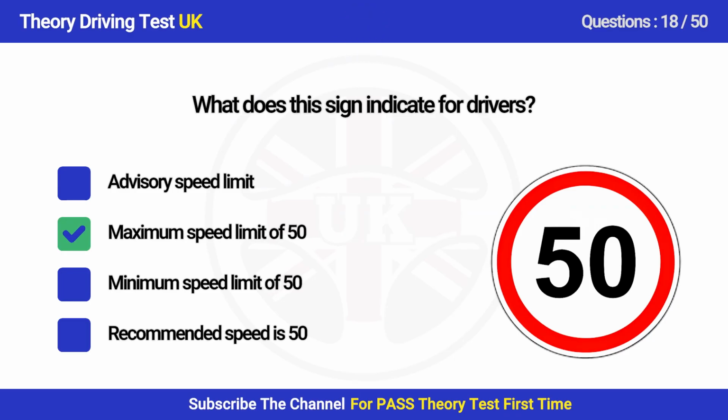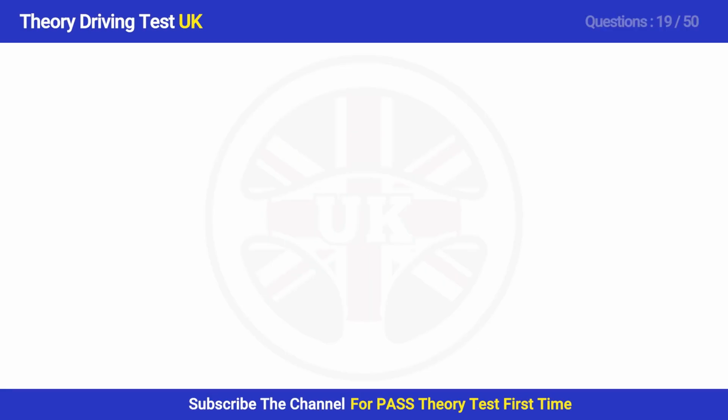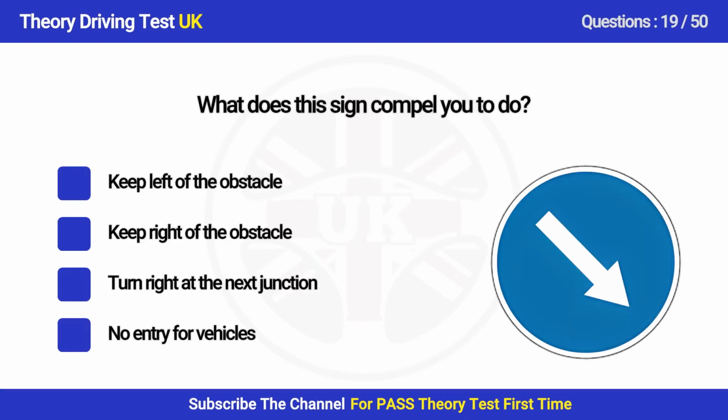Answer is B. Maximum speed limit of 50. This circular sign with a red border and a number in the center indicates a mandatory maximum speed limit. You must not exceed 50, or depending on context, from this point. Question 19. What does this sign compel you to do?